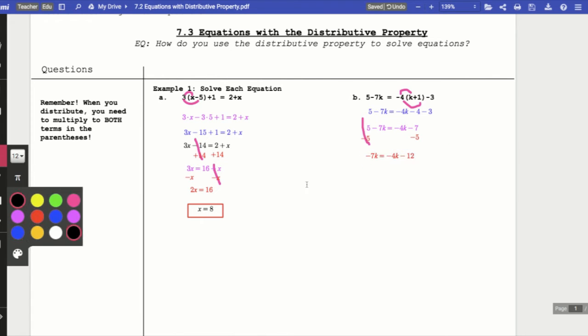Now I'm going to get rid of the 4k because I want all my k's on the left side. So I'm going to add 4k because it's negative.